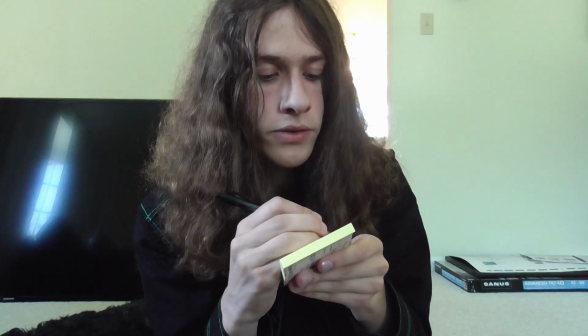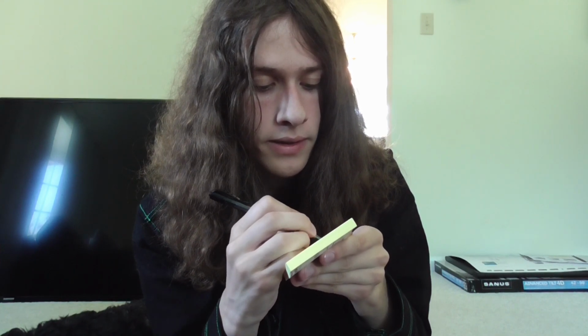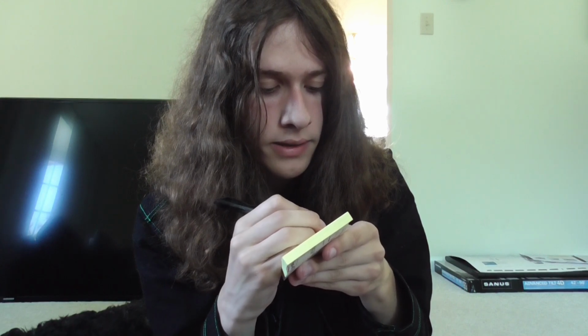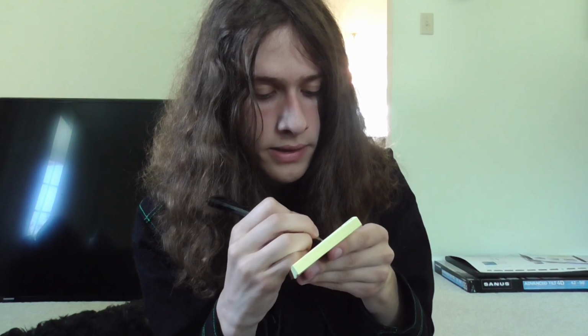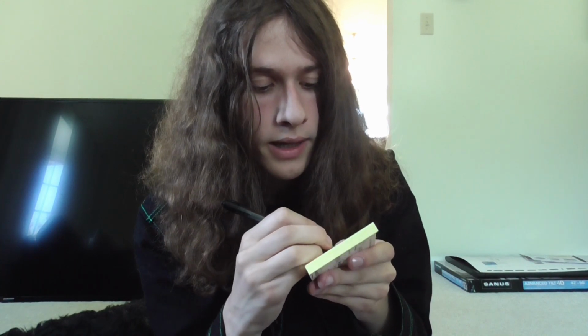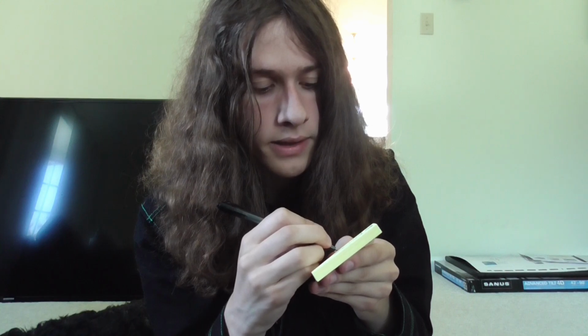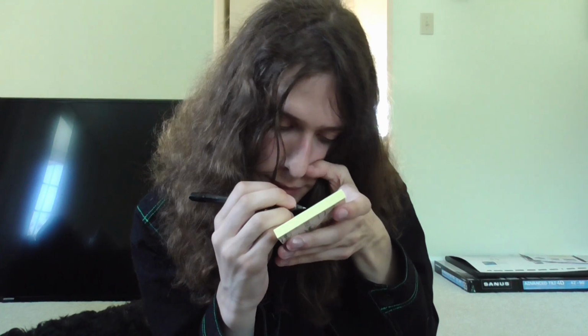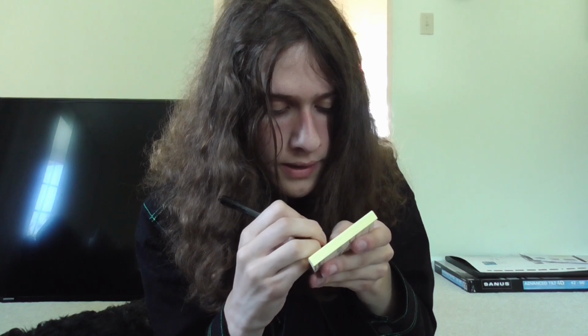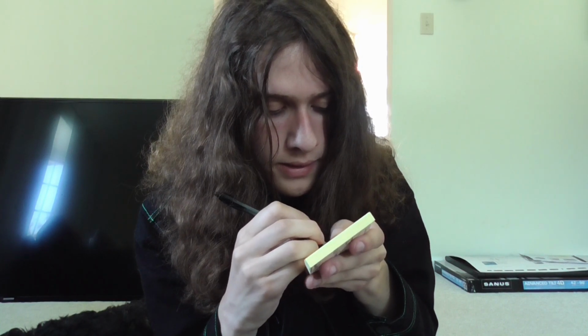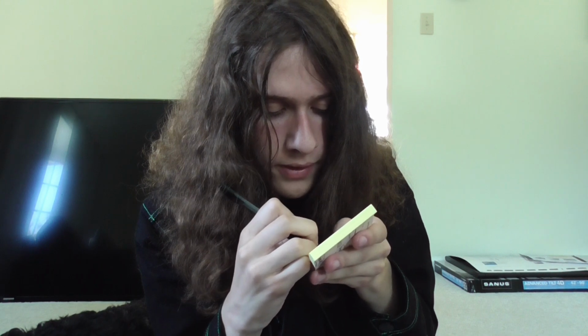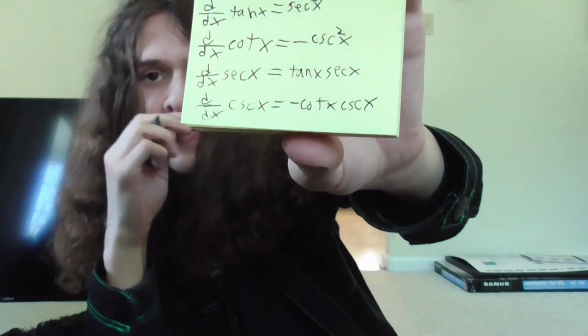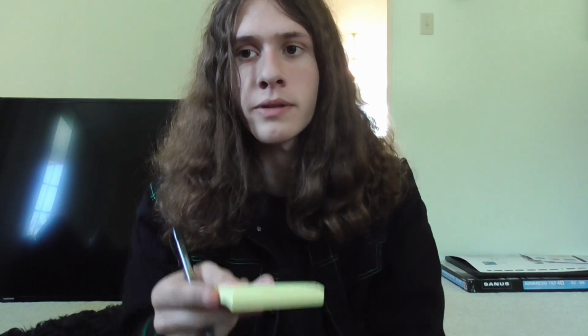So then finally, the final trig derivatives would be secant x and cosecant x. The derivative of secant x is going to be tan x secant x, and the derivative of cosecant x is negative cotangent x cosecant x. So this is tan x secant x. This is negative cotangent x cosecant x. So here are those two. Follow the same rules. So like secant squared x becomes tan x secant x squared times 2. It follows the same rules, same gist.